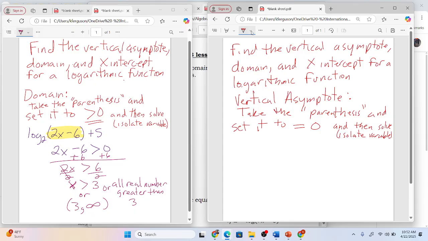So let's give another example. How about we say log base 4, let's do 2. How about we just give something simple? X minus 3 plus 2. So I would take the parentheses part, x minus 3, and set it equal to 0. Then I add 3 to both sides, and I get x equals positive 3. That is my vertical asymptote.